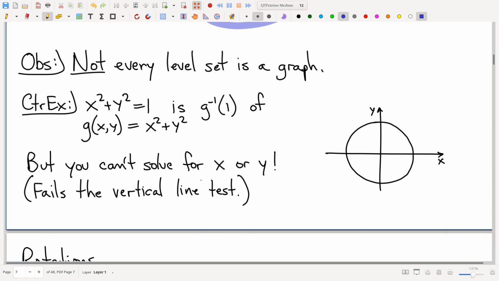Okay. So, bad news, it doesn't go the other way. While every graph indeed is a level set, not every level set is a graph. Easy counterexample, here's an equation that is a level set.